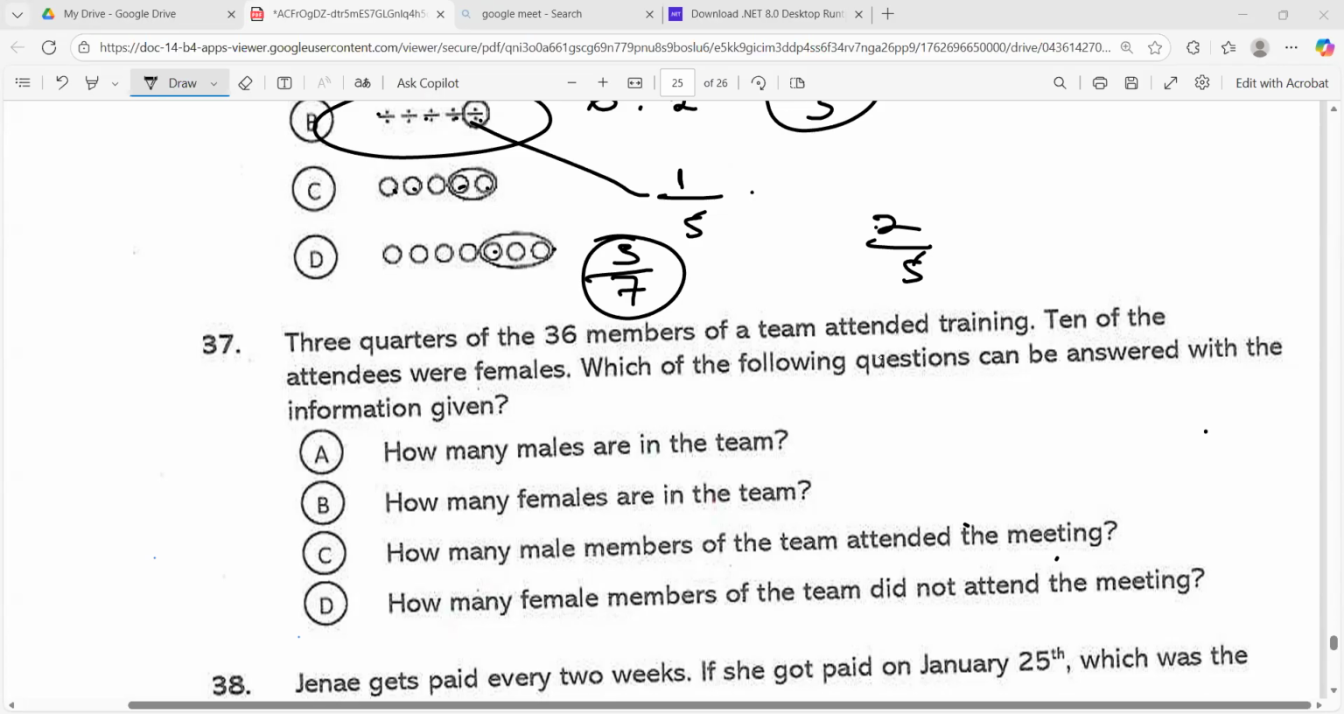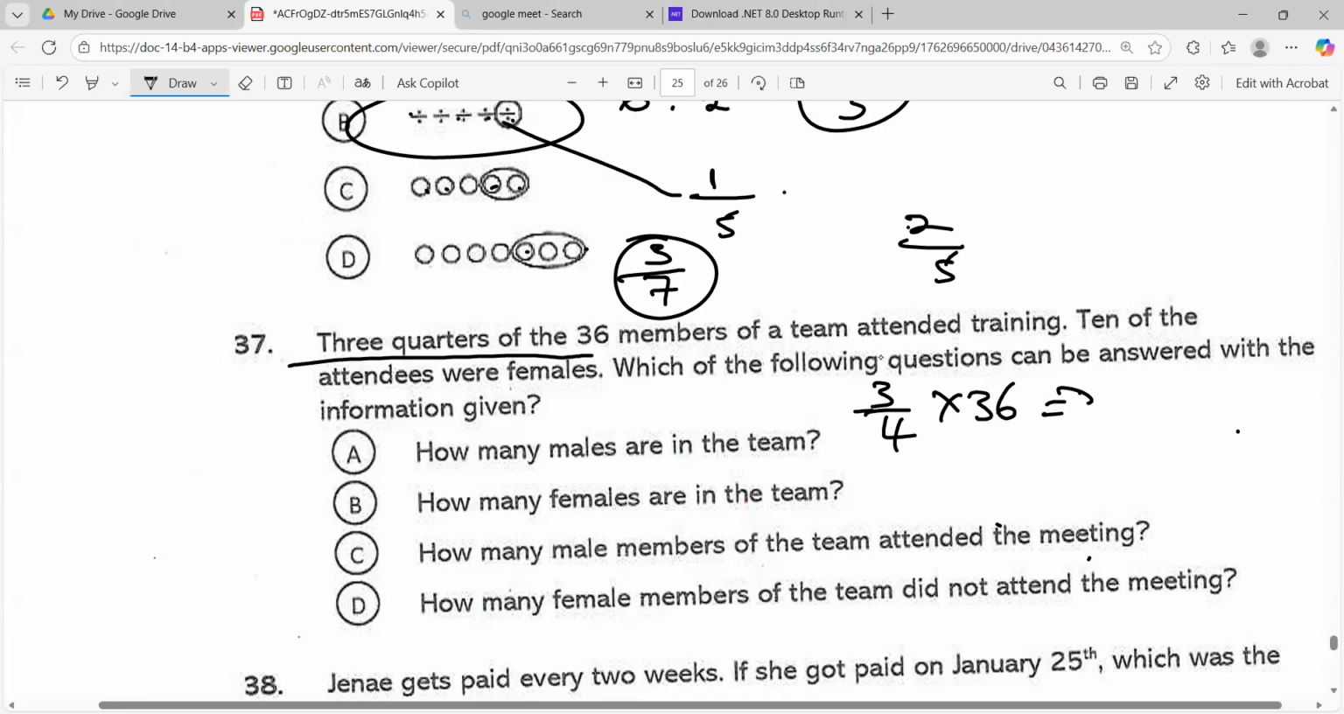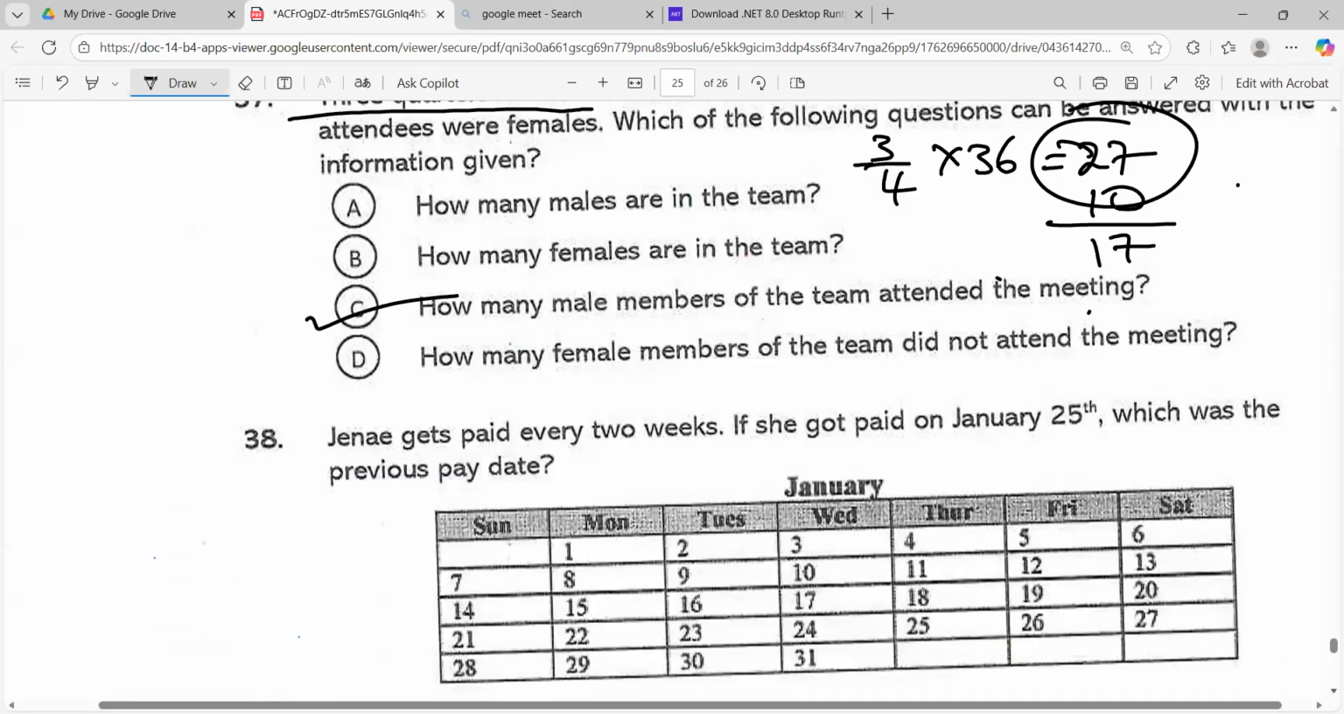So basically, because they said it's 3/4, we can narrow it down and say 3/4 of 36 would equal 27, right? So we know that 27 attended. And if we know that 10 were females, that means the remainder would be males. I agree with you guys. All right, 38.